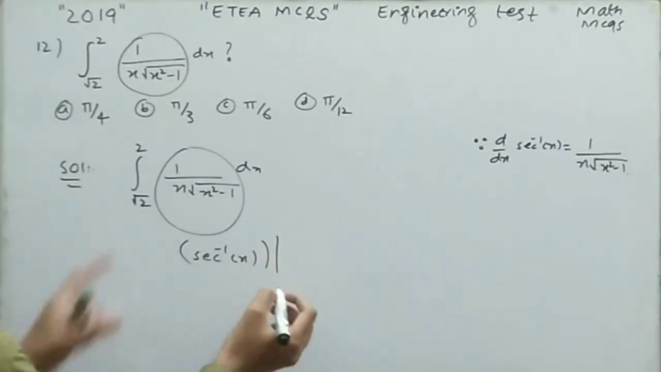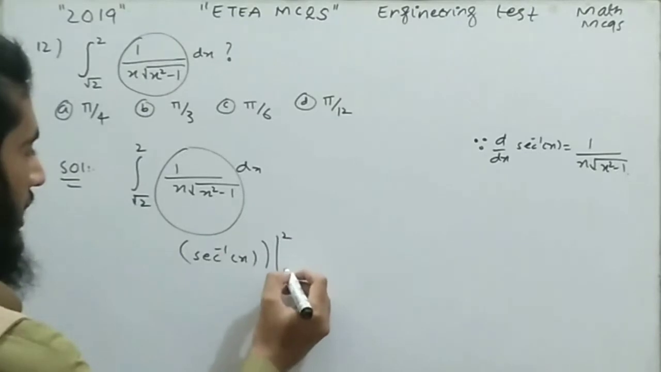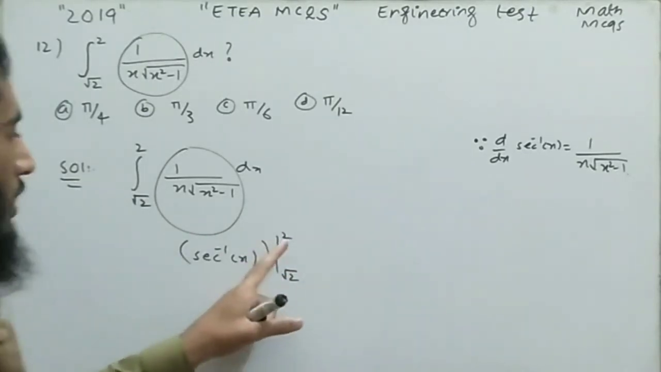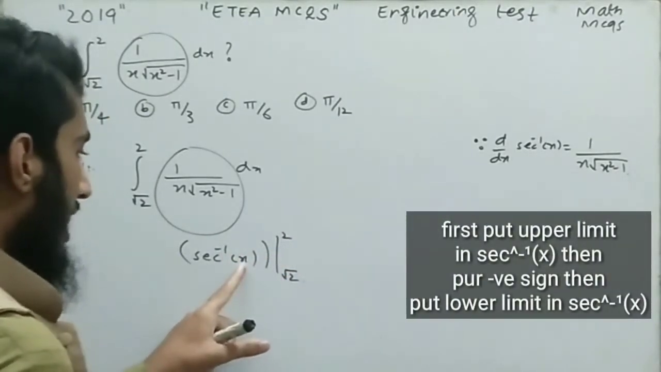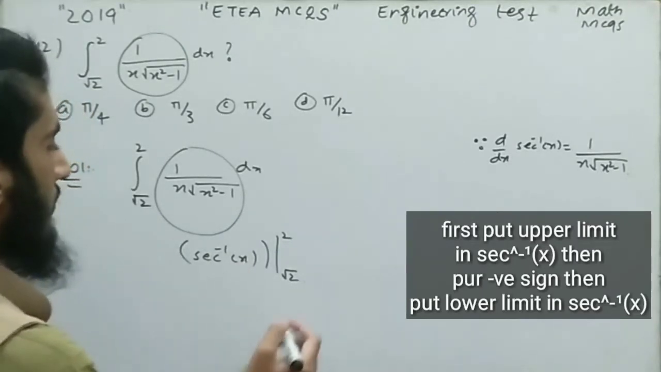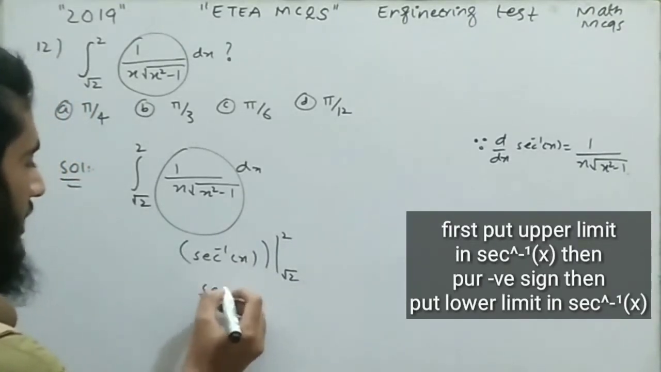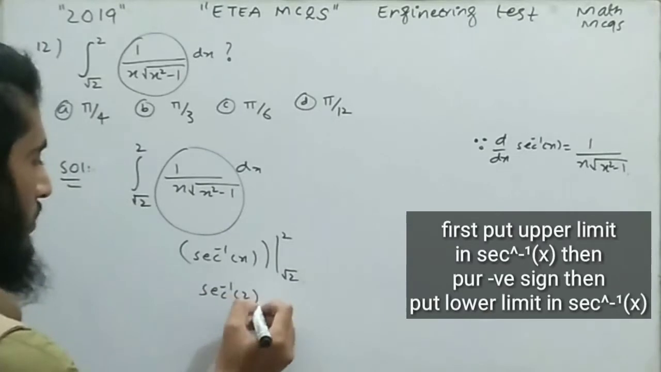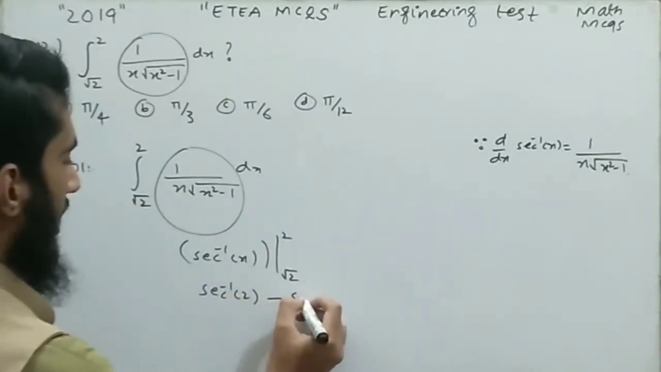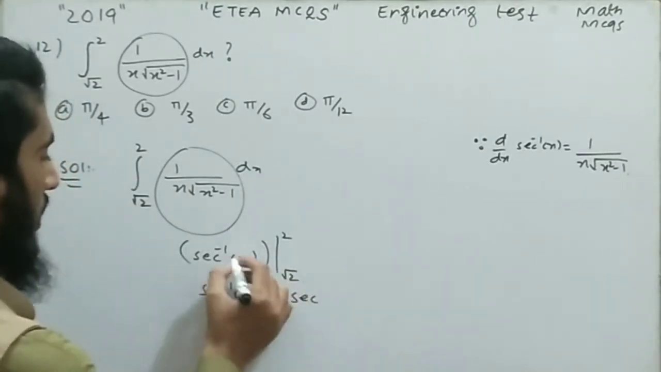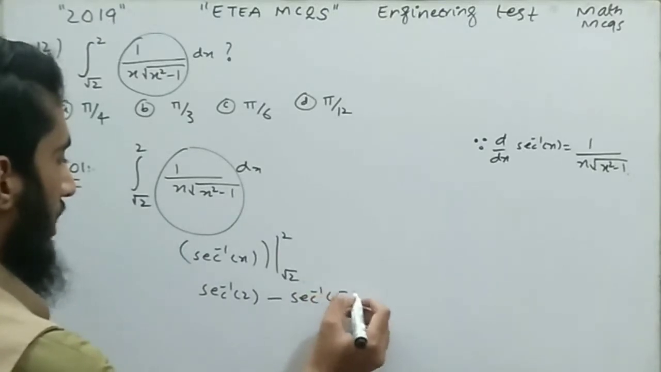Now apply the upper limit and lower limit. Upper limit is 2 and the lower limit is square root of 2. First put 2 in the place of x, then put the negative sign and then put square root of 2. So it becomes secant inverse 2, minus secant inverse square root of 2.